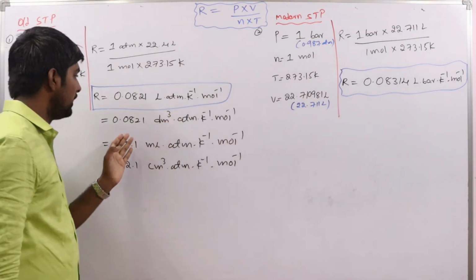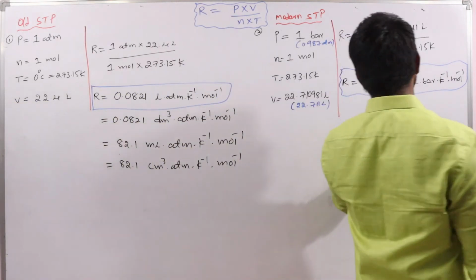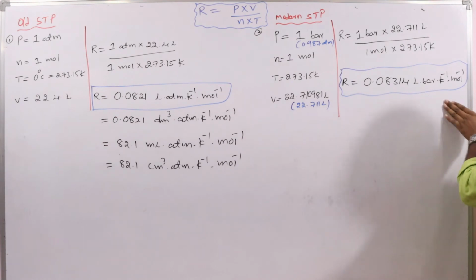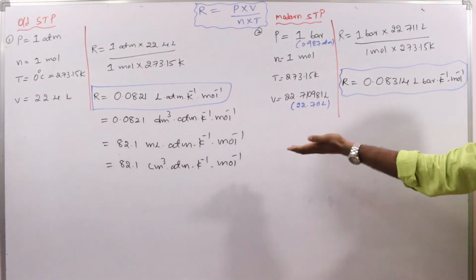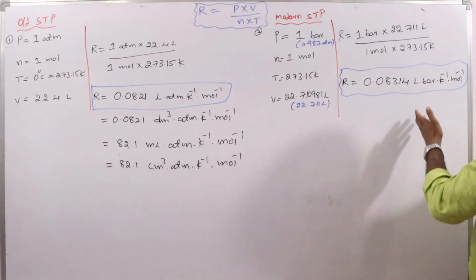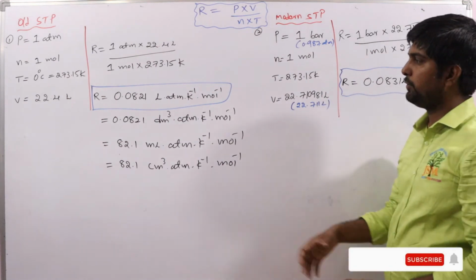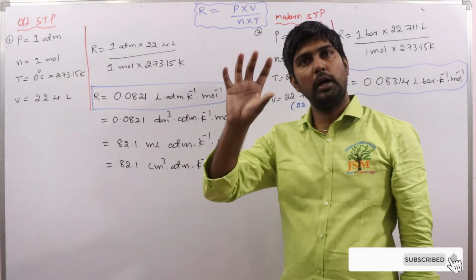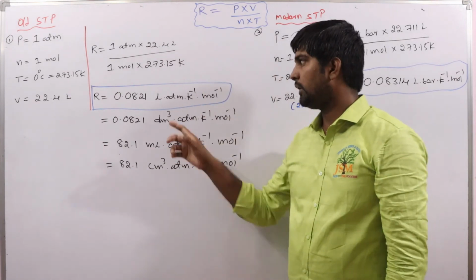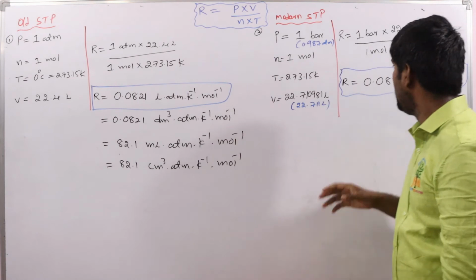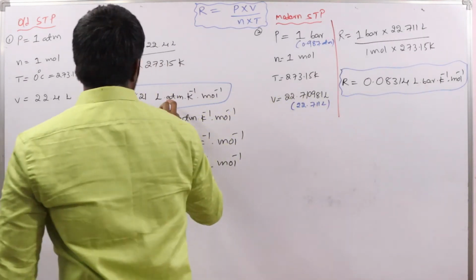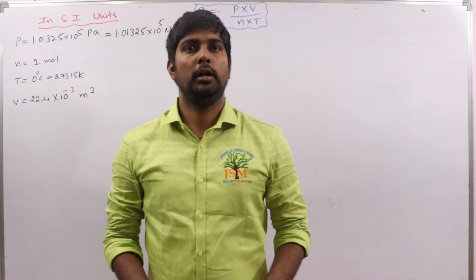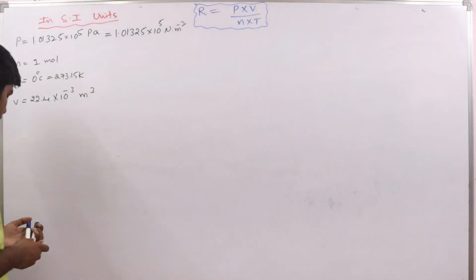In the same manner, we can also write decimeter cube bar Kelvin per mole. Same with centimeter cube, and we can also express it in milliliter. See, no need to learn them by heart, we know the interconversion relations. Just remember this value and this value, that's all. So these all we can get from this one. Clear? Now let us see different values also.